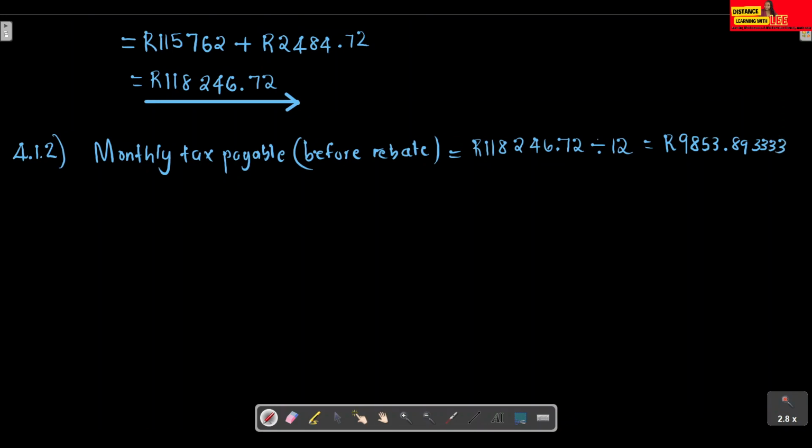9,853.89333. Remember guys, I did mention in the previous video tutorials that I've made that when they haven't specified how you should round off, just round off your final answer so that you maintain your accuracy. So I'm going to leave this calculation like this because I'm still going to calculate what his monthly tax payable is after the rebate.